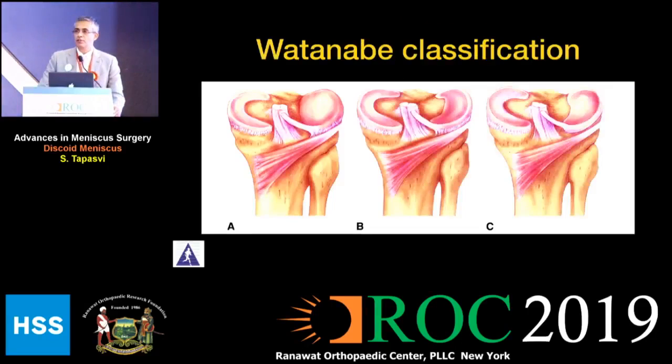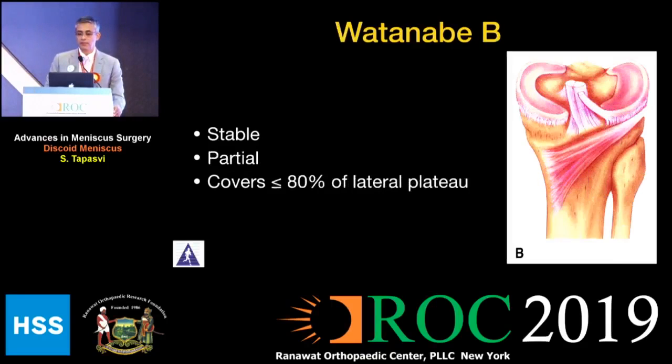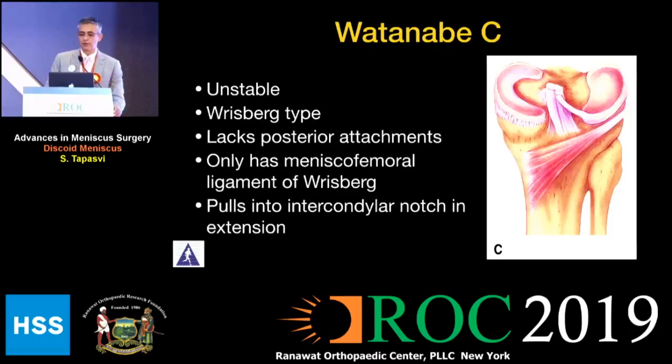If you look at the morphological classification, the Watanabe classification is probably the best understood of all the available classifications on discoid lateral menisci. You have the type A, which is a complete lateral discoid meniscus, which is completely stable, which means it is not displaceable. You have the type B, which is the more common one that you see in clinical practice, which is a partial type of a stable lateral discoid meniscus. It will cover less than 80% of the plateau.